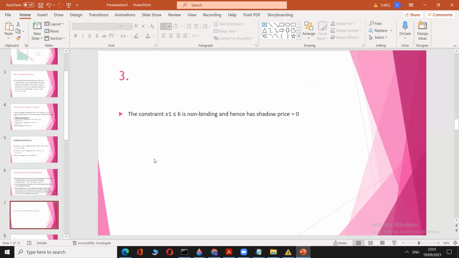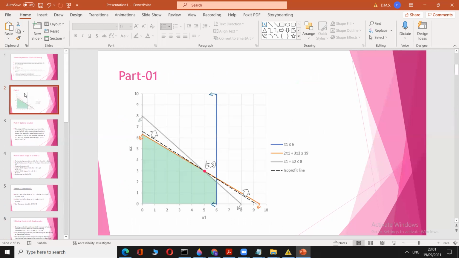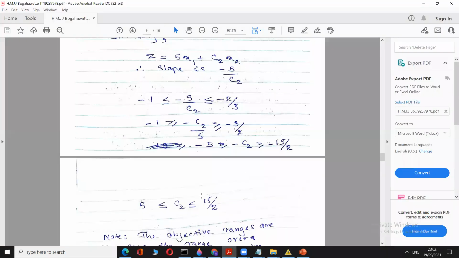Right, then we'll move to the third part. What have they asked in the third part? I didn't explain the graph there. This is the graph that I have drawn with a graphical tool, but I think you want to draw it by hand, like the way I have drawn here.